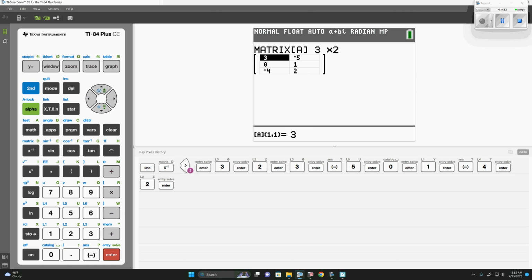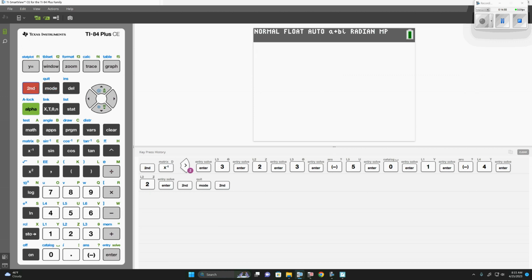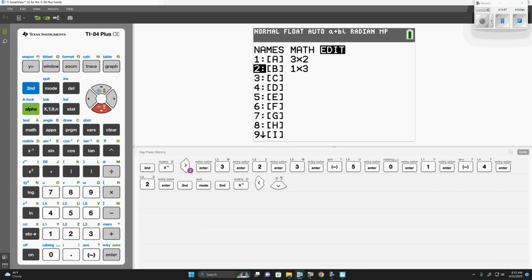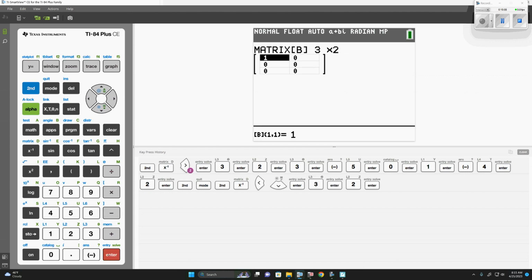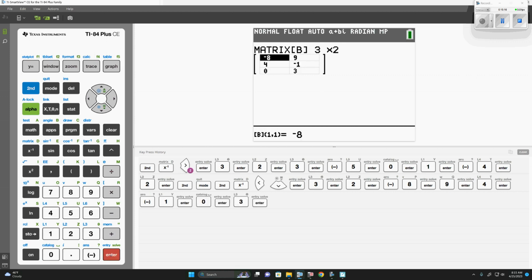Normally I will go second quit, second matrix, and then go over to B, just to make sure I don't put anything back into the matrix. Now for this here, we also have a 3 by 2. I'm going to put the other matrix in: negative 8, 9, 4, negative 1, 0, 3.